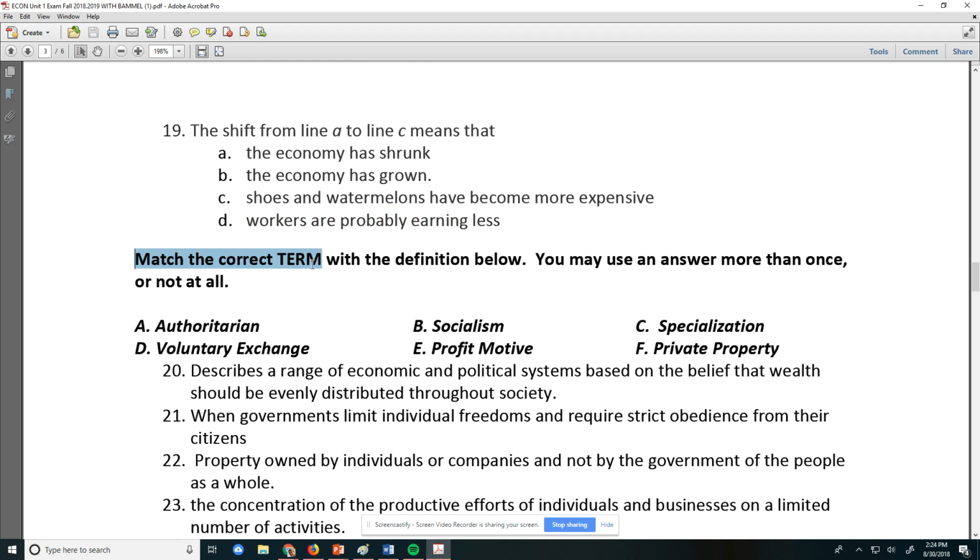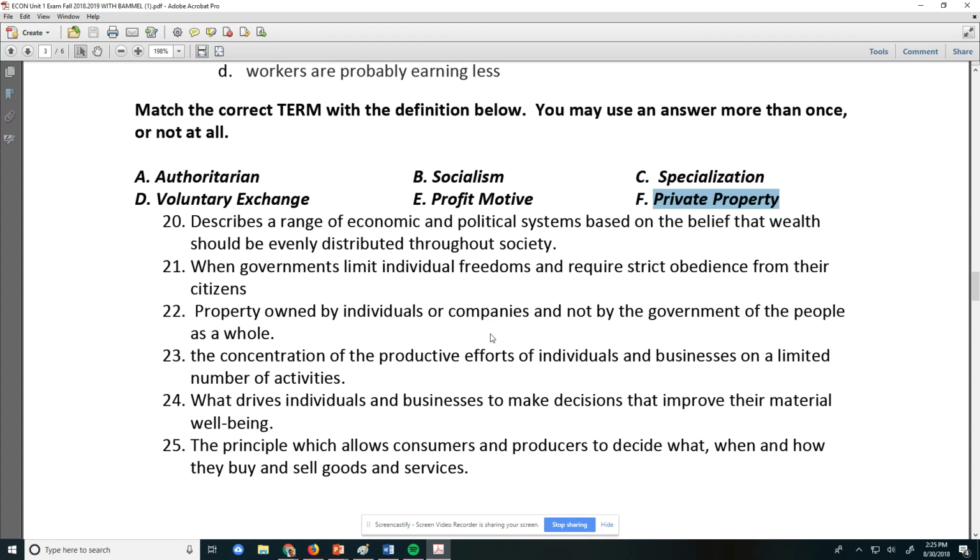Match the correct term with the definition below. You may use an answer more than once or not at all. A, authoritarian. B, socialism. C, specialization. D, voluntary exchange. E, profit motive. F, private property. Number 20 describes a range of economic and political systems based on the belief that wealth should be evenly distributed throughout society.